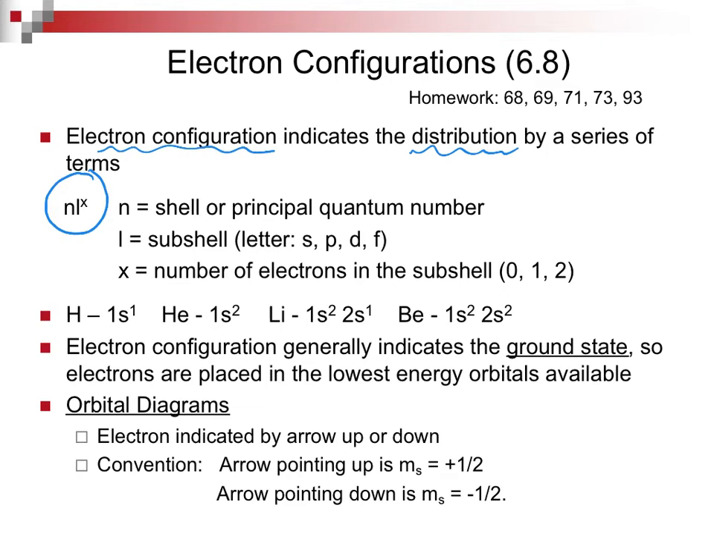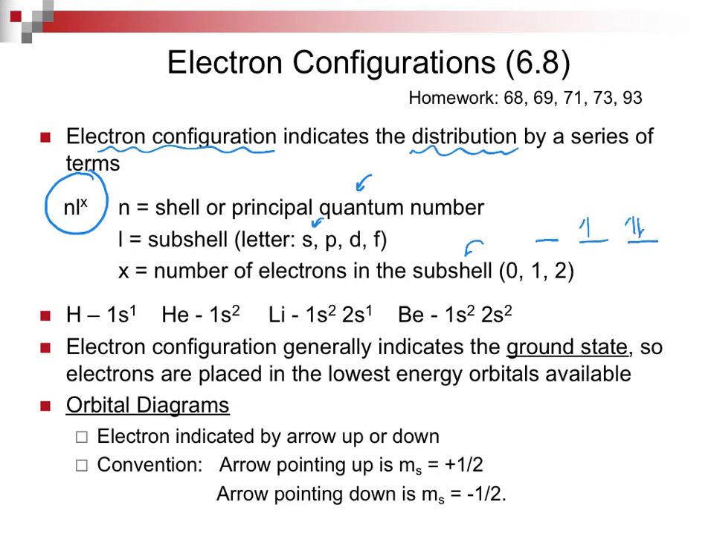n is going to be our shell or our principal quantum number. l is going to be our subshell. That'll be the letters s, p, d, or f. And x will be the number of electrons in that subshell. It can either be empty, or it could have one electron, or it could have two electrons.